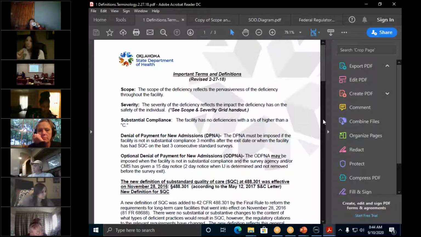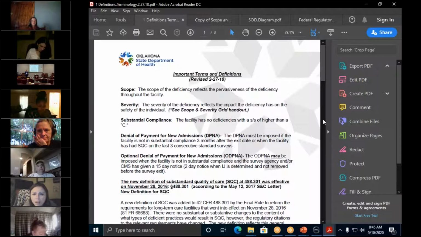Okay, so this is the definition, important terms and definitions. So there's your scope and severity at the top. Substantial compliance: the facility has no deficiencies with the scope and severity of higher than a C. And like I said before, if you have a scope and severity of a C, you will be required to submit a plan of correction for it.